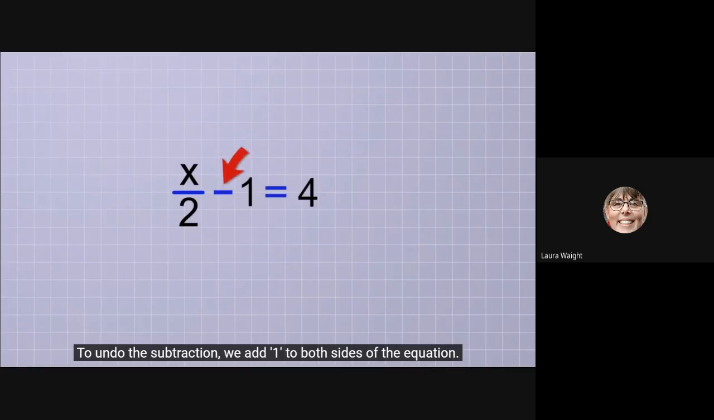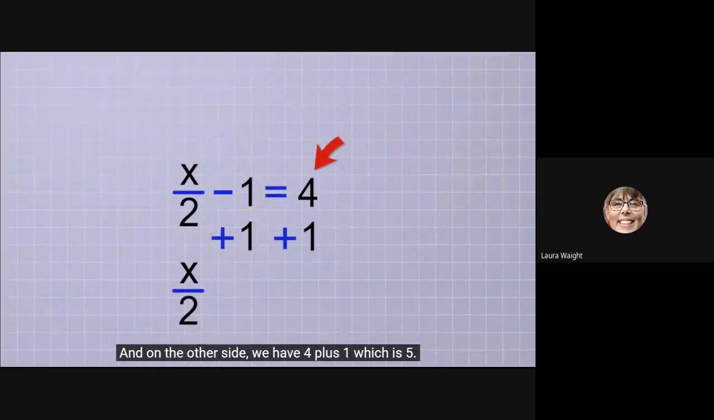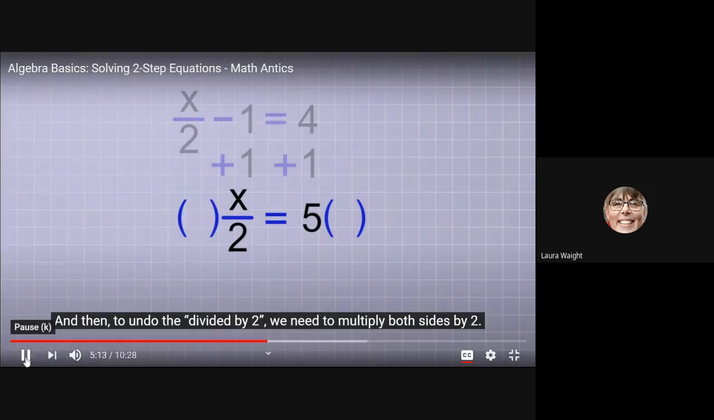To undo the subtraction, we add 1 to both sides of the equation. On the first side, the minus 1 and the plus 1 cancel out, leaving just x over 2 on that side. And on the other side, we have 4 plus 1, which is 5. And then, to undo the divided by 2, we need to multiply both sides by 2.